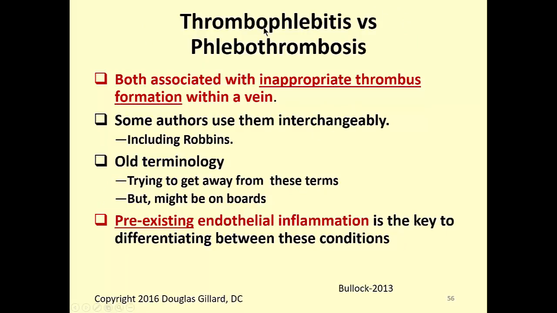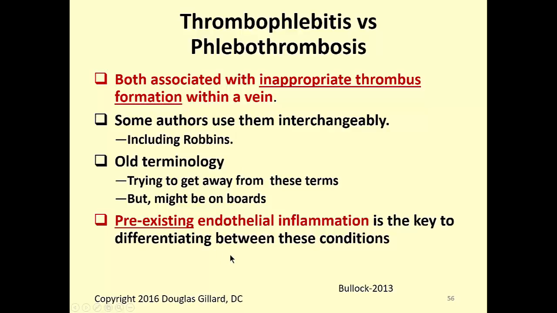Thrombophlebitis, we're still in definitions. Thrombophlebitis versus phlebothrombosis. Okay, confusing. Really trying to get away from these terms. They're undoubtedly still on the chiropractic boards, but both are used. Both are associated with inappropriate thrombus formation of a vein. So that's what they have in common. Some authors use them as AKAs, including Robbins. Robbins is a general pathology book, but the venous books separate these out, although they note they're trying to get rid of these terms.